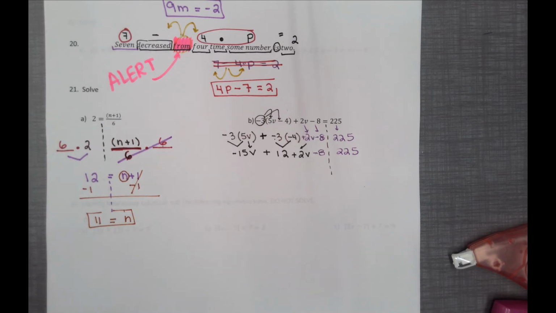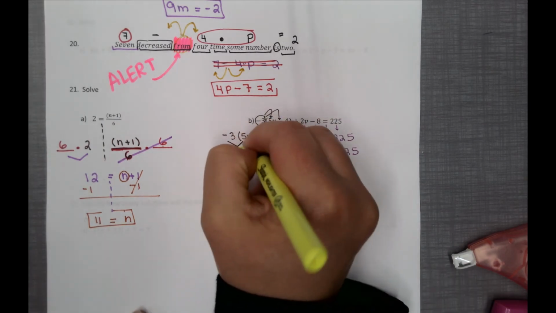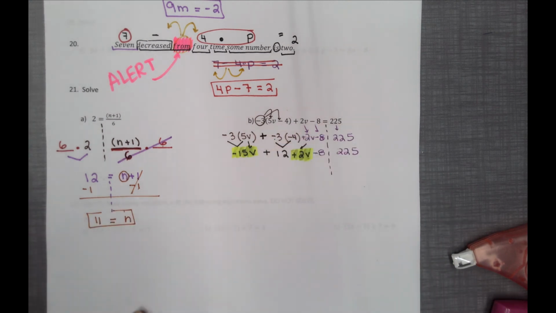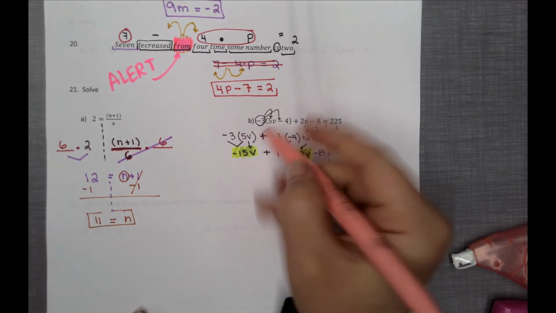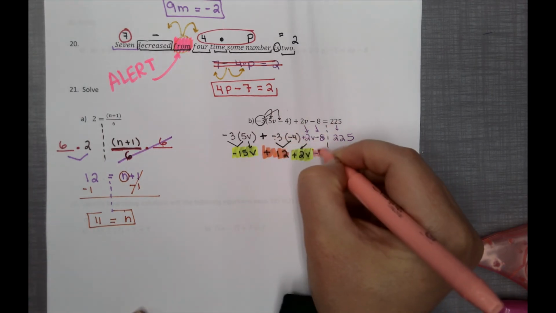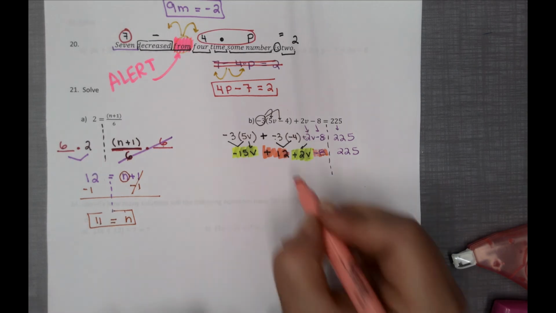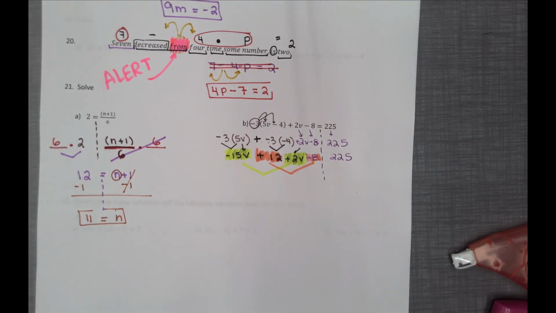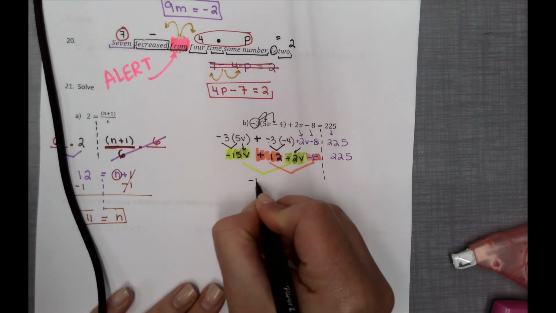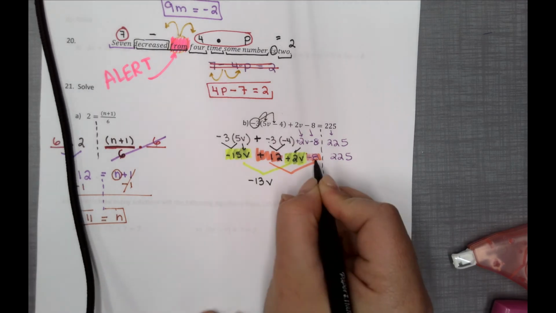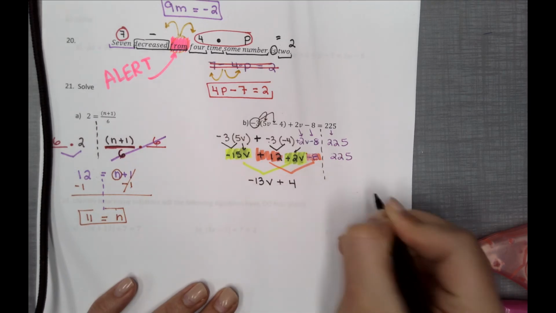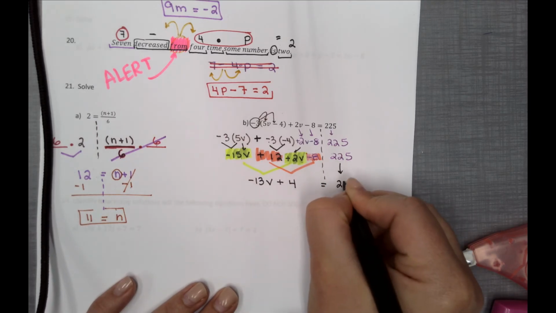Next, combine like terms. So we got negative 15, positive 2v, positive 12 and a negative 8. Good save. We're going to combine those. And let's see what we have. Negative 15 and a positive 2 gives us negative 13 v's. Positive 12 minus 8, 8, 9, 10, 11, 12. So I get 4 more positives. Equals, bring this down, 225.